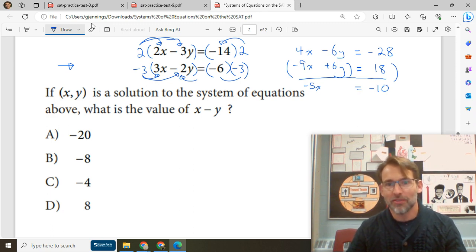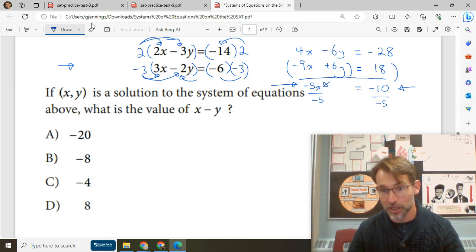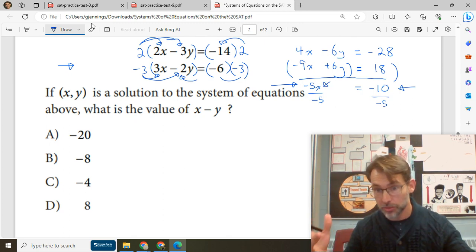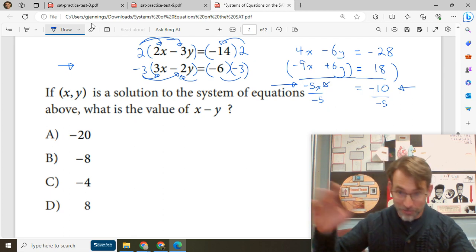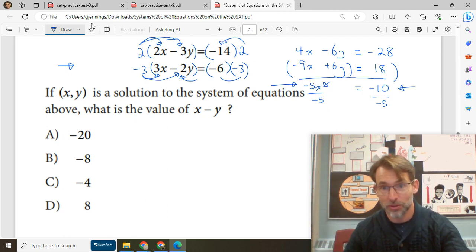So now I have negative 5 times some number equals negative 10. So that number is 2. But maybe I'm not sure. Maybe they give me more challenging numbers. I'd go ahead and divide both sides by whatever I'm multiplying this unknown by. So I'm multiplying it by negative 5. The opposite of multiply by negative 5 is divide by negative 5. So we're going to do that.